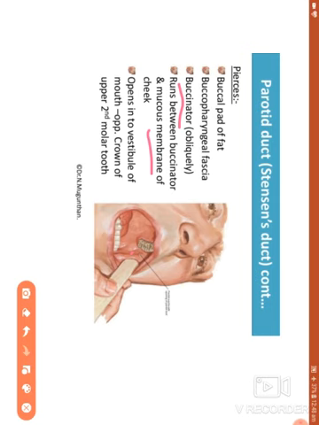See, this is the vestibule. It opens into the vestibule of the mouth. Here you can see the teeth: the first, second, and last, the third molar. It opens at the level of the upper second molar tooth. You can see the opening opposite the upper second molar. So where does the parotid duct open? Into the vestibule of the mouth, opposite the upper second molar tooth.